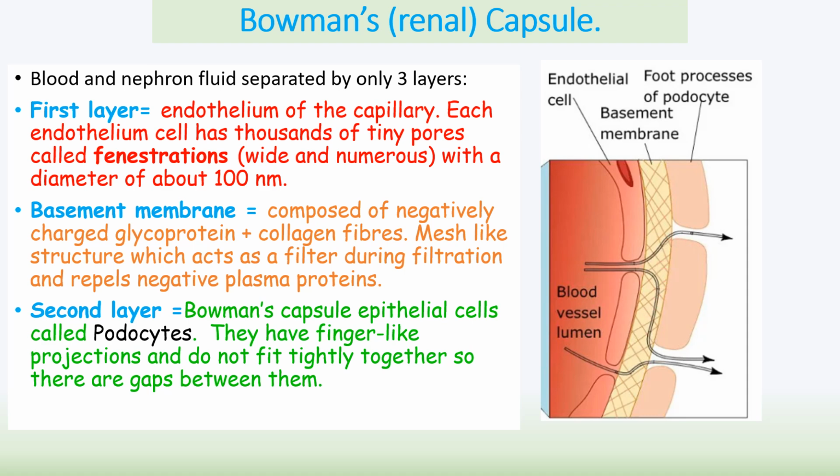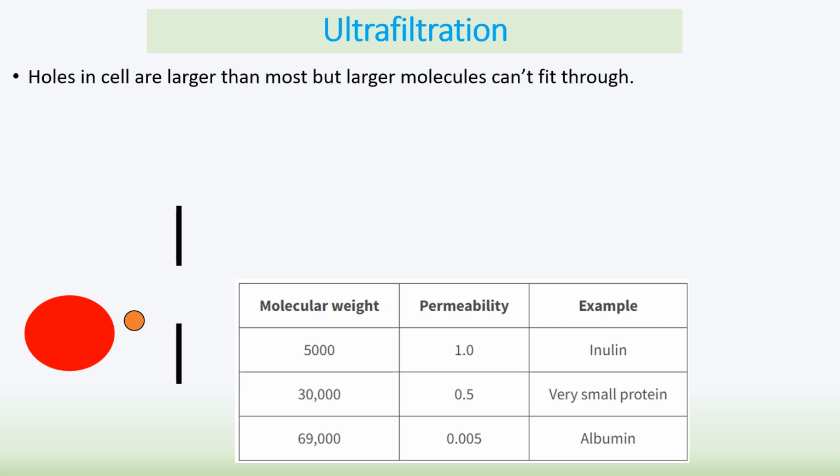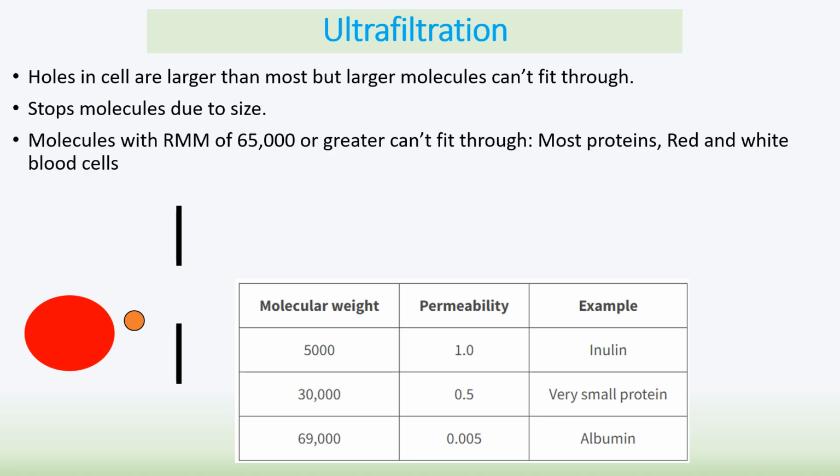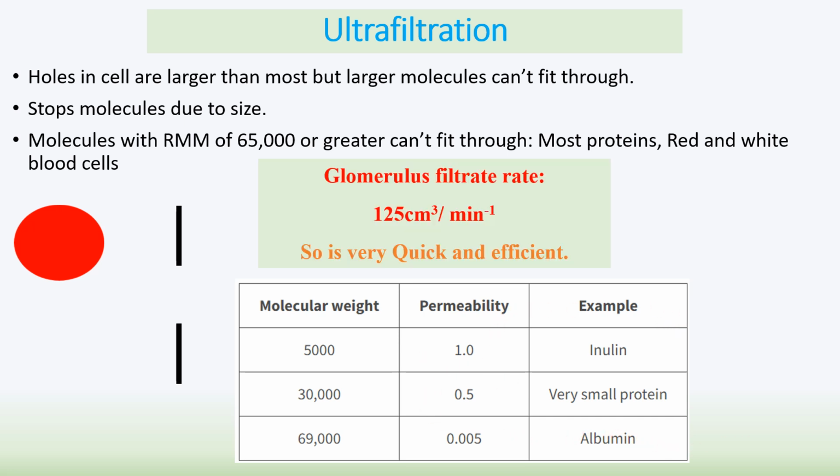Now, ultrafiltration: the holes are large enough to allow most molecules through, but the larger molecules can't fit through. So it filters due to size. And molecules with relative molecular mass of 65,000 or greater can't fit through. So the molecules that can't fit through are proteins, red and white blood cells. And here you can see some examples of different things that can get through, and then there'll be things that can't get through as well.